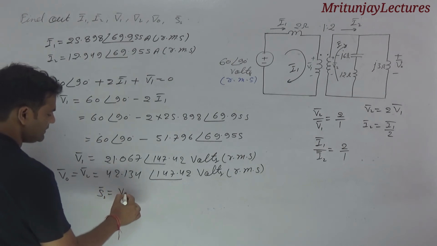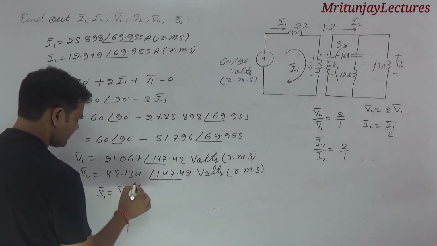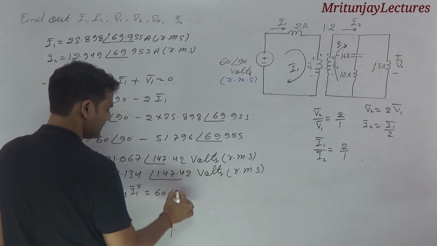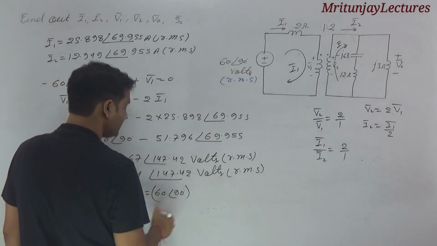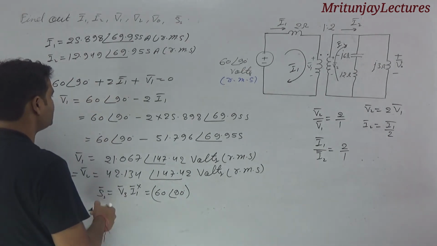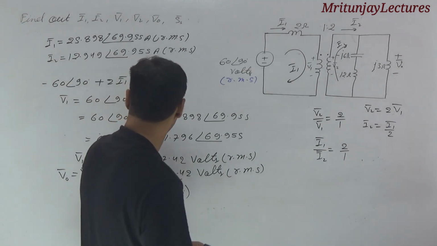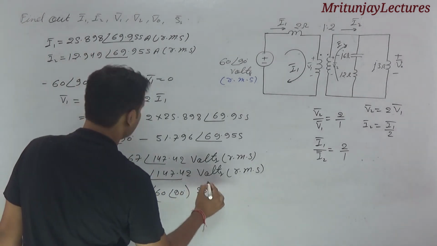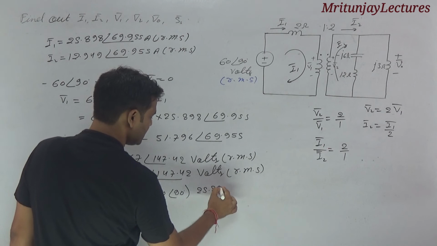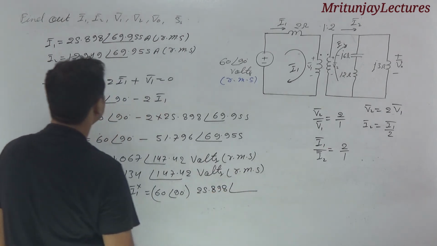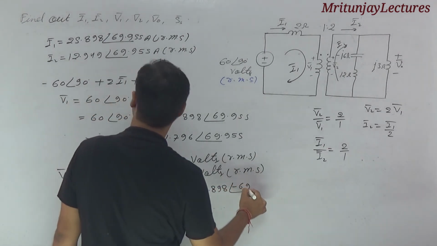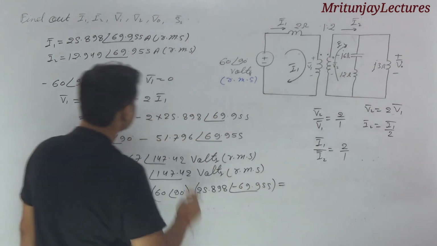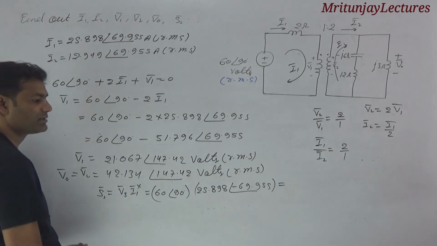Now our next target is the supply complex power. This will be equal to Vs into I1 conjugate. Vs is 60 at the angle 90 degree. And what about I1 conjugate? I1 is 25.898 at the angle 69.955, so its conjugate, the angle is changed: 25.898 at the angle minus 69.955.